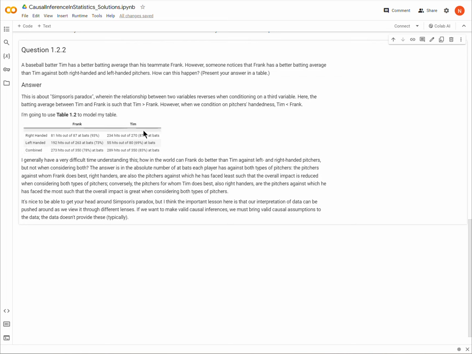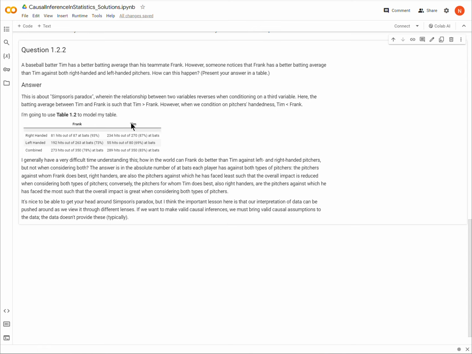But this situation is actually flipped for Tim. He is doing far better against right-handed pitchers than left-handed pitchers, and he sees more right-handed pitchers. So when we combine Tim's at-bats, the pitchers against whom he is doing better represent most of his at-bats, or the majority of his at-bats. And so it's not surprising that when we look at the combined results, Tim is doing better overall than Frank is.